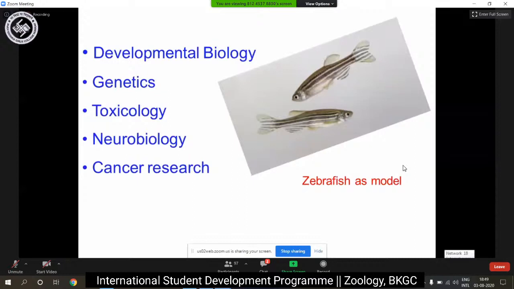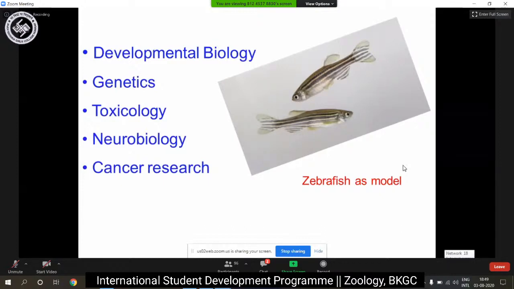Like in developmental biology, if you want to do genetics, you can take zebrafish as a model. You want to do toxicological studies, you can take zebrafish as a model. Neurobiology, regenerative biology, cancer research, in different fields of biology, zebrafish can always be taken as a very good model system.